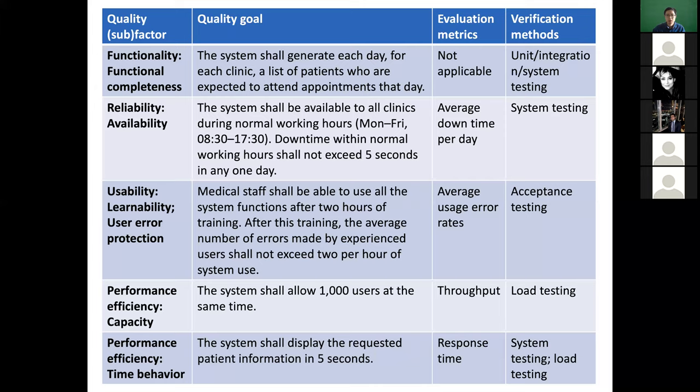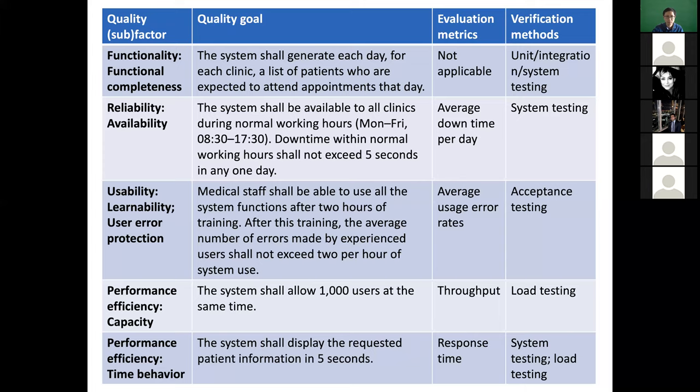Second, the system shall be available to all clinics during normal working hours. Downtime within normal working hours shall not exceed 5 seconds in each day. So the quality factor is reliability. The sub-factor is availability. And the metric can be the average downtime per day. How to verify it? You cannot verify it using unit or integration testing. For most of the non-functional requirements, you can only use system testing or other testing, not unit or integration testing. You need to check the whole system.